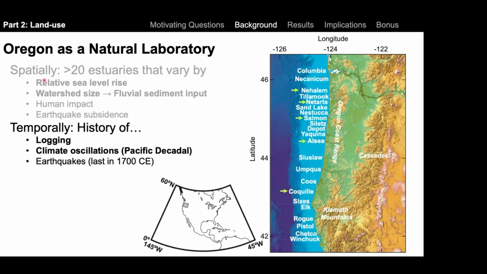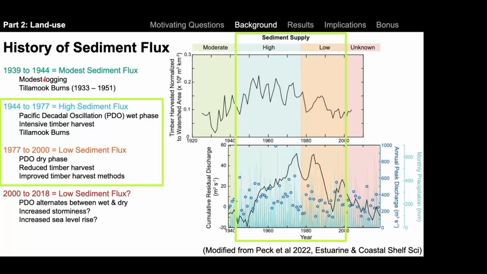And so once again, Oregon provides us this really great opportunity to address this question because it has a temporal history of really intensive timber harvest. So for today, we're going to focus primarily on two main time periods of interest: 1944 to 1977, which we interpret as a period of high sediment flux, and then 1977 to 2000, which we interpret as a period of very low sediment flux.